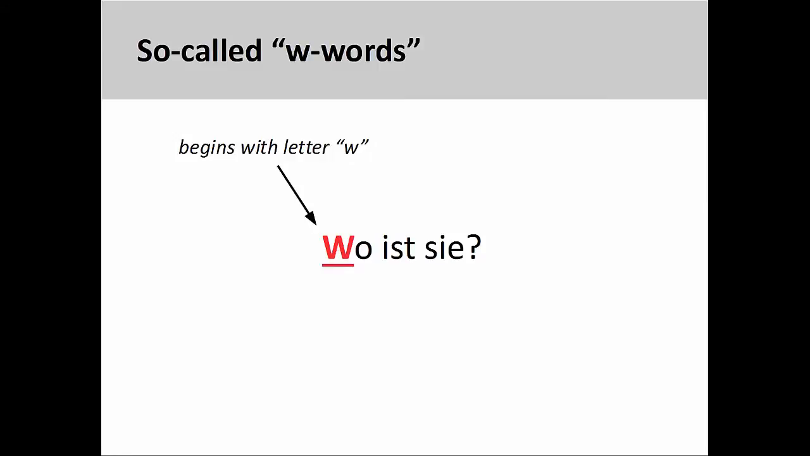Finally, as is the case with most English interrogative words, it is useful to note that German interrogative words begin with the letter W. For this reason, they are often called W words, in German, W-Wörter.